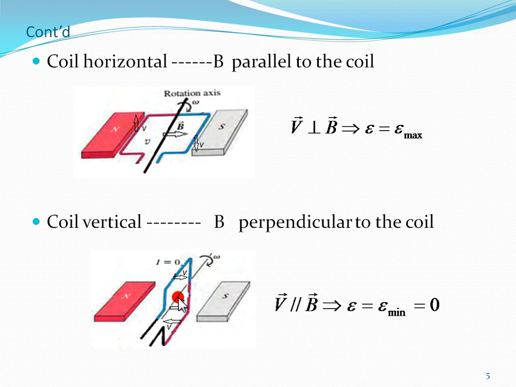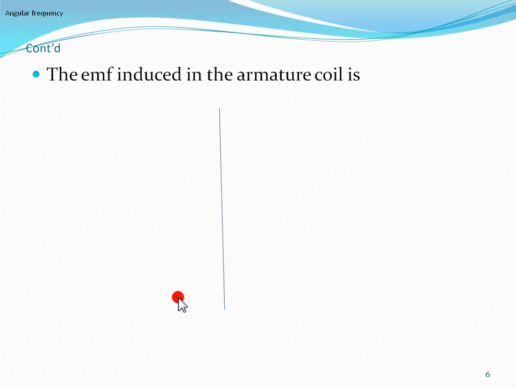This is very important. Let's derive an expression for the EMF induced by an AC generator. We start from Faraday's law, N d phi by dt, but the flux is expressed by three important factors: magnetic field, area of the coil, and orientation. Magnetic field, area and orientation are what decide the flux.